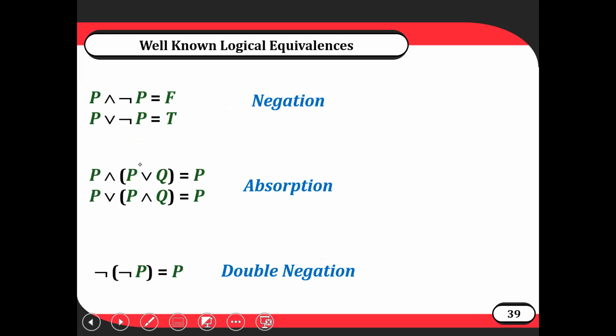There's more. Negation. P and not P is false. If I have P and not P, then I have true and false, or false and true, and both of those evaluate to false. On the other hand, P or not P is equal to true, because at least one of those values must be true. We call that rule negation.